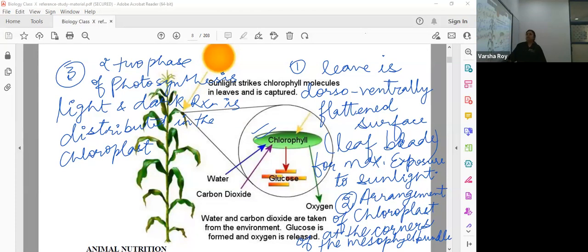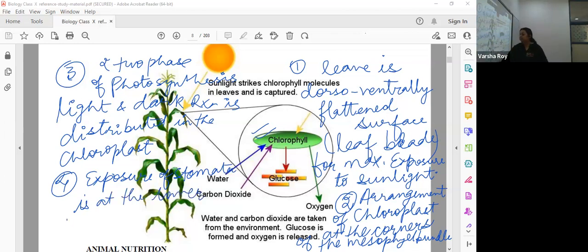Plus the exposure of stomata is at the lower epidermis. ठीक है? Exposure of stomata is at the lower epidermis for the exchange of gases. क्योंकि उसको पूरा दिन ओपन रहना है स्टोमेटा को फॉर एक्सचेंज ऑफ गैसेस. उसको CO2 चाहिए और ऑक्सीजन को वापस करना है.